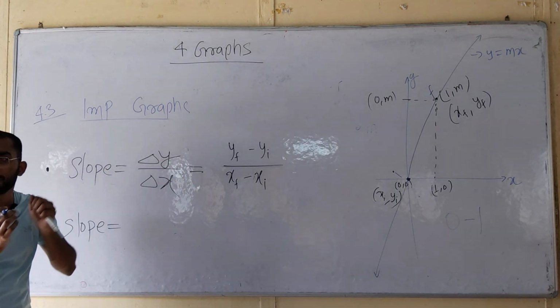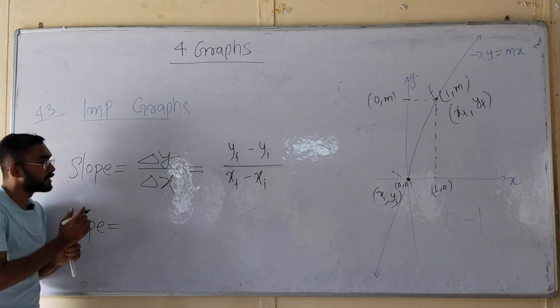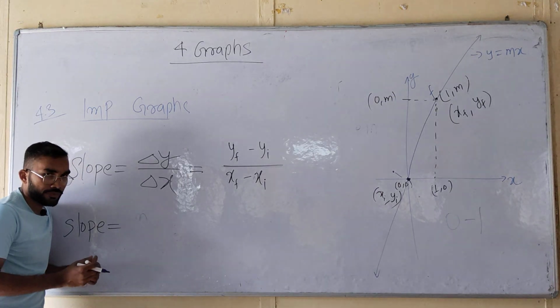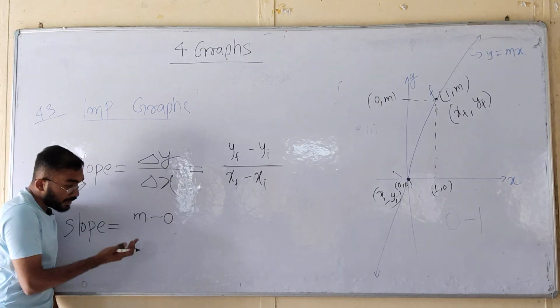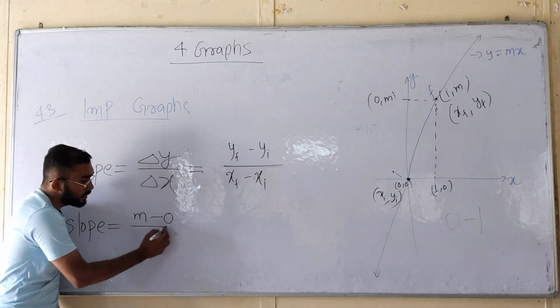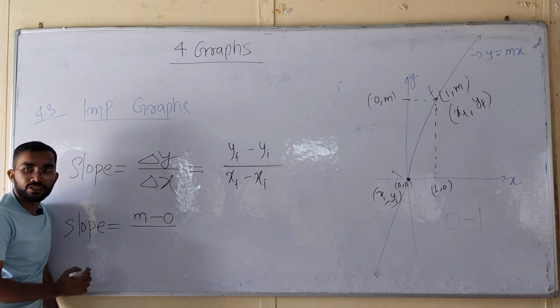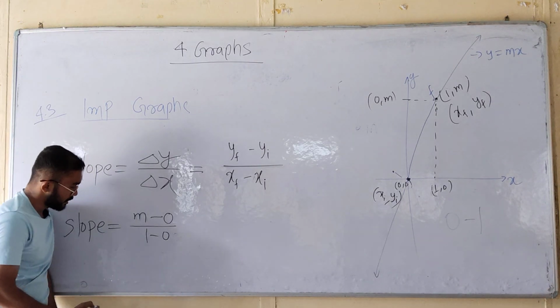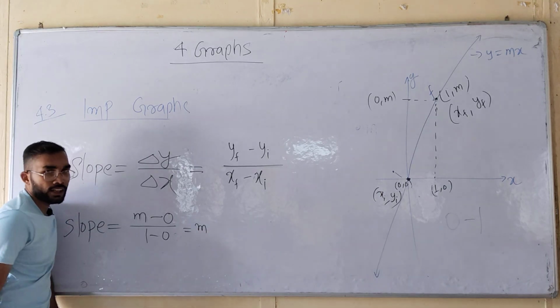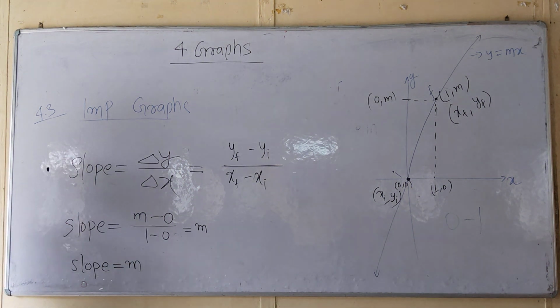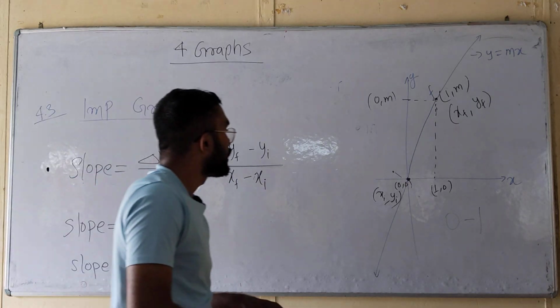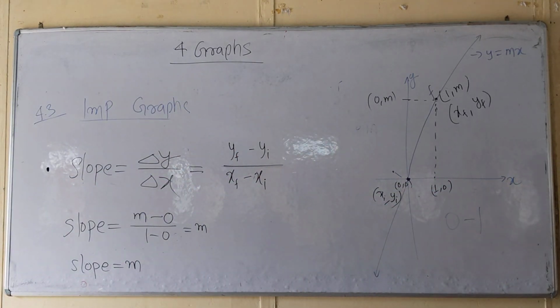Change in y is how much? How much is the change? M minus how much? Clear na? Everybody understood na this thing? This is change. Change in x is how much? 1 minus 0. So the answer is how much? M. So slope is equals to m. This is the complete point, okay, that I said.